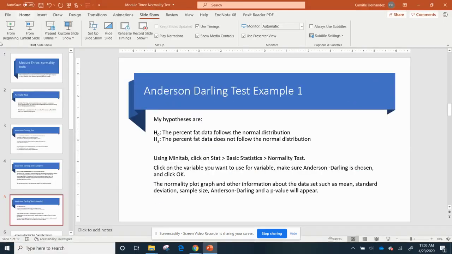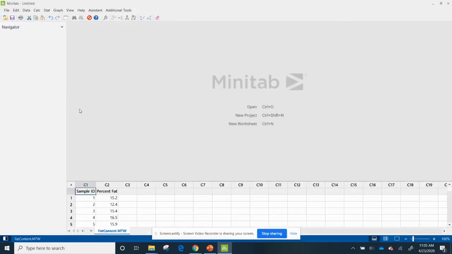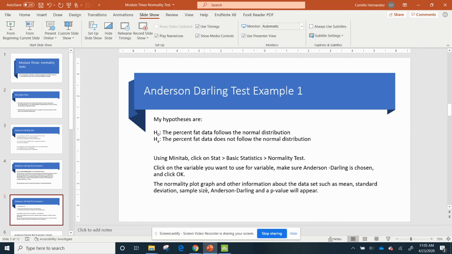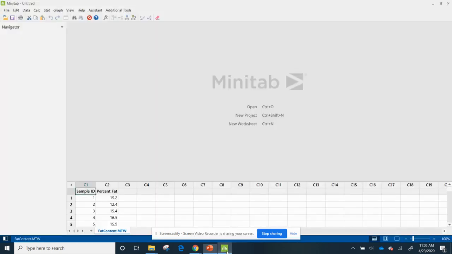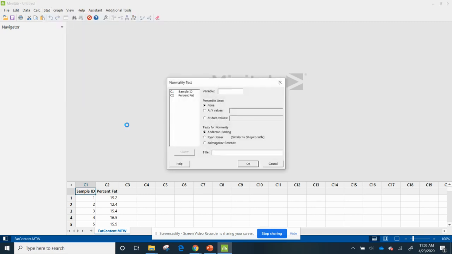So what I'm going to do, I'm going to get out of here. I'm going to go to my data set. And again, you will find these in the module that you're in, the data set for that. So I've downloaded it to my computer, and when I do that, Minitab automatically opens up for me. So again, on the PowerPoint, I have the steps that you need, but I'll walk you through them. I'm going to go to Stat, Basic Statistics, and down to Normality Test. I click on it, and again, I want the percentage of fat.